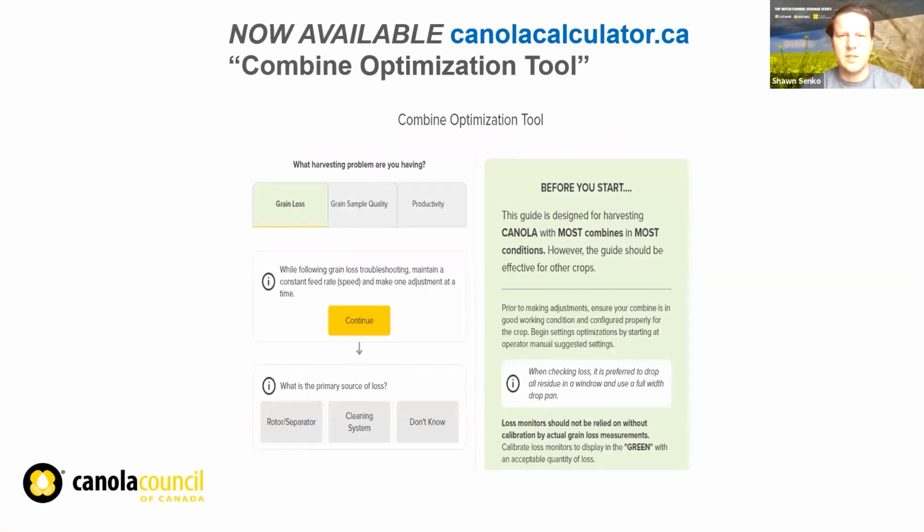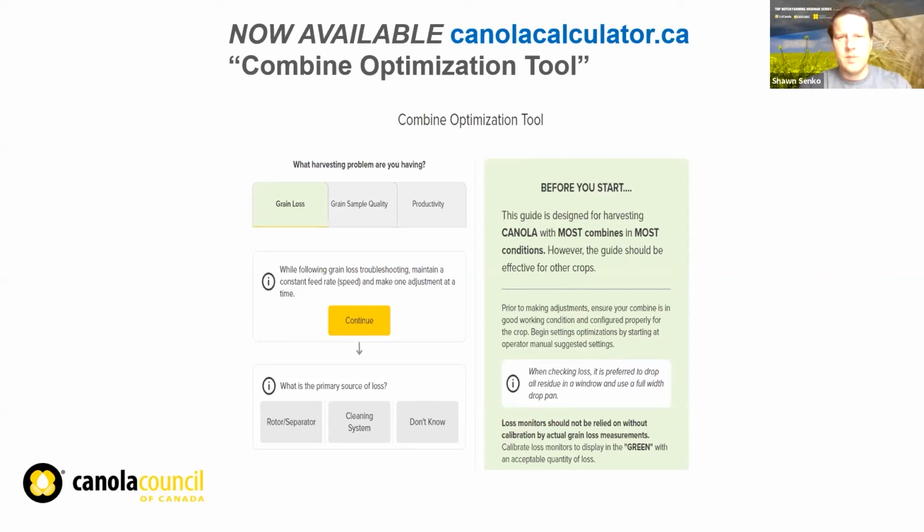One more thing here, and I'll touch on this when we're in the actual loss app, but this was produced a couple of years ago: the Combine Optimization Tool. If you're having issues, you're seeing losses, you're seeing sample quality problems, you just can't get that sample clean, or productivity, you feel you're just not getting enough flow through the combine, it'll take you through a flow chart and help you look at those examples. If you're having losses and it's over the sieve, it'll go through all the different adjustments that you can make to try and reduce those losses. So just one more tool to help you adjust that combine.